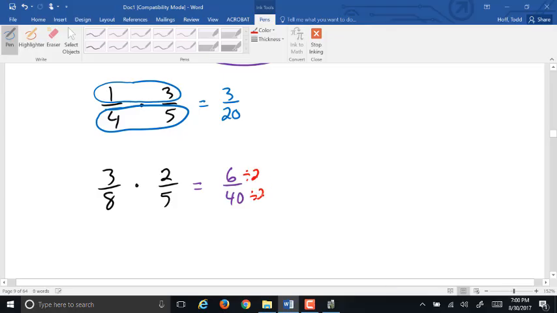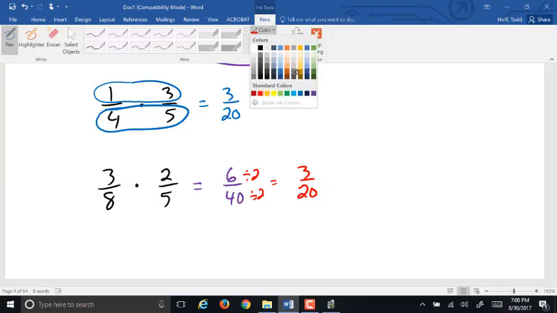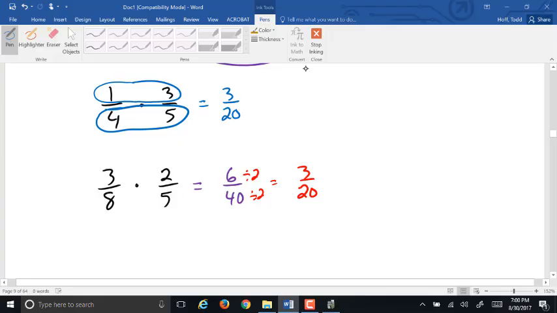Both of them can be divided by 2 to reduce it. 6 divided by 2? 3. 40 divided by 2 is 20. Now some of you might be looking at this and asking, well, why didn't he just cross cancel in the beginning? Others right now might be wondering, what's cross cancel?